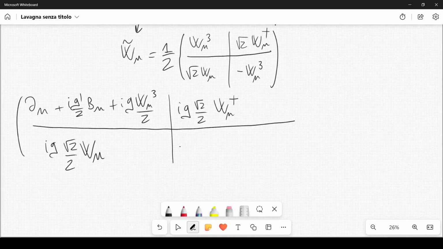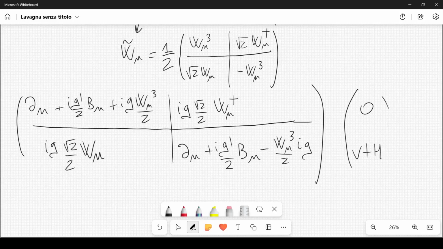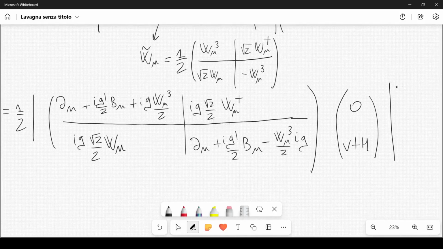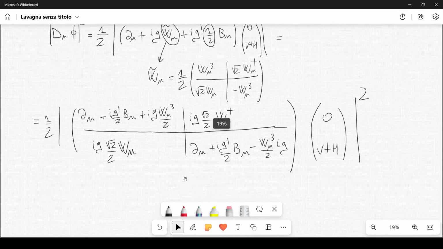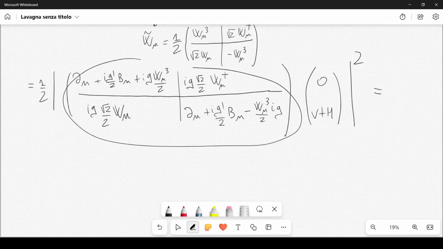And down here we have d mu plus Ig prime over 2 B mu minus W mu 3 over 2 times Ig, like this. And of course, here we have the vector 0, v plus h, and then we have to take the mod squared, like this. So now we can multiply this matrix with this vector.